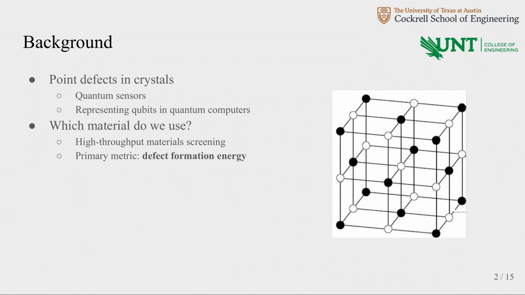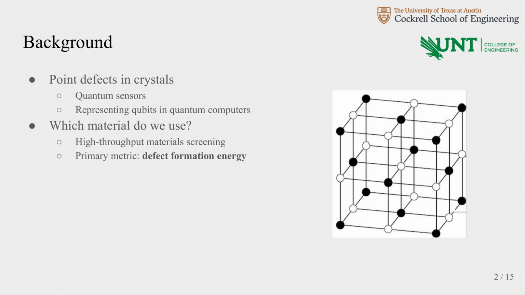And if we were to remove a single atom from that infinite lattice, it would create this thing called a point defect. That point defect can be used for different purposes, like quantum sensors and representing qubits in quantum computers. But you can't just do that out of any old crystal. There's better crystals to do that out of than others. The best crystals to do that out of are crystals with a good defect formation energy, whatever that metric of good may be.